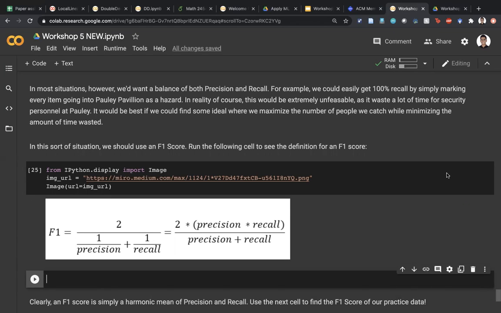Oscar says from sklearn.metrics import f1_score, print f1_score(data_expected, data_predicted). Oscar hit the nail right on the head. That's perfect. Varun, if you want to put that into our code, that's exactly what we're looking for.